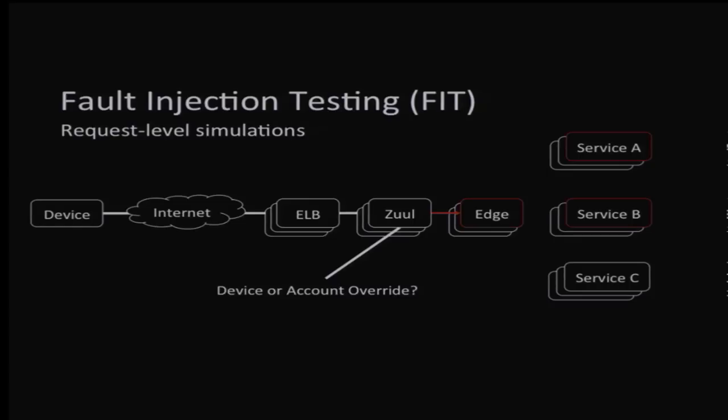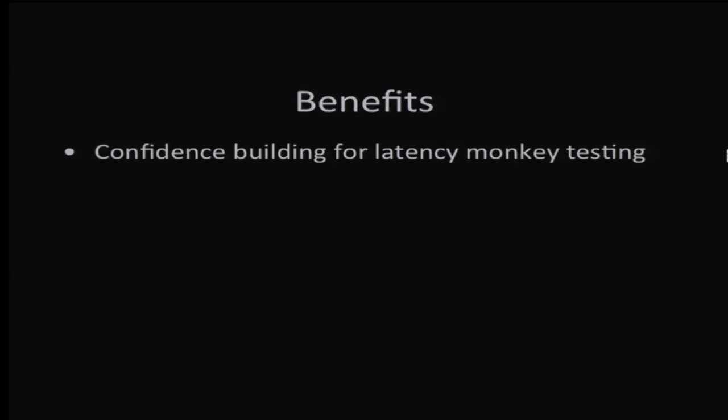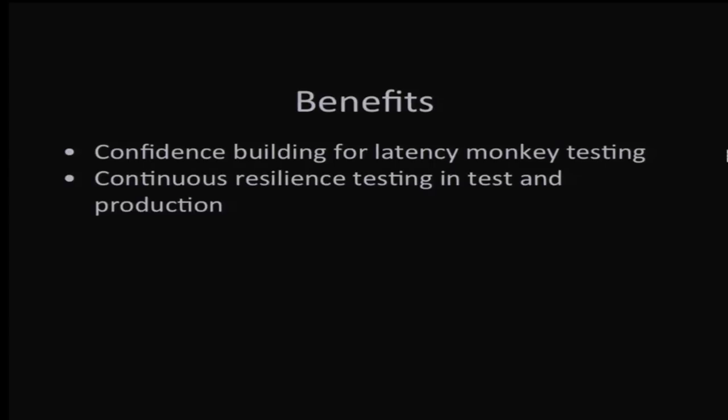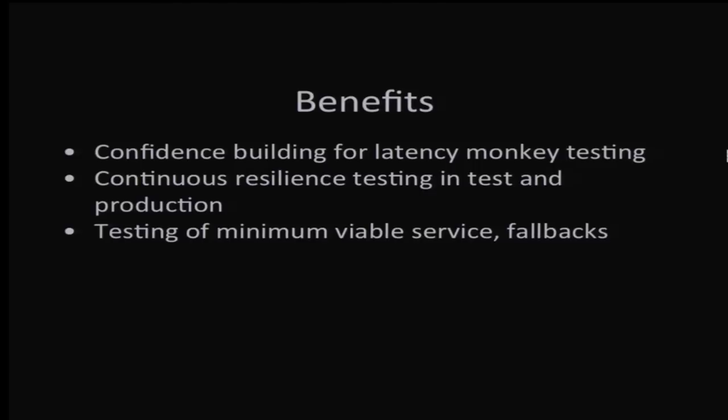And so we can do things like have edge call service B directly and simulate that failing, but also call service A and have that call service B and get the exact same down effect. So benefits here. This is confidence building so that teams will be more willing to do Latency Monkey simulations at scale. It's continuous. It allows us to do continuous resiliency testing, both in our test and production environment, because this is happening at the request level and it doesn't have any effect on live production traffic.